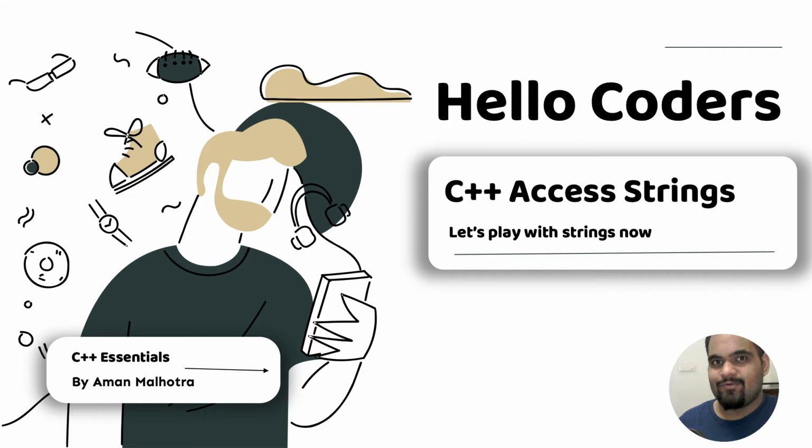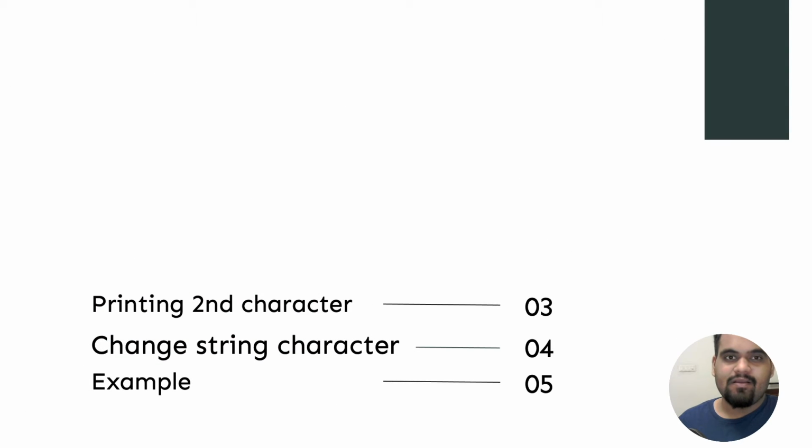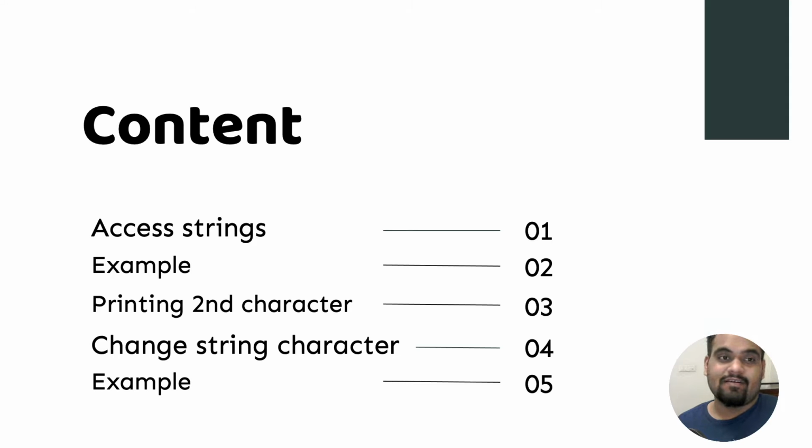Hello and welcome back everyone into this fifth video of the ninth chapter, where we're going to talk about accessing strings, which is going to be playing with strings. Okay, so before we start, let's look at the little context that we have. We'll see an example, we'll see how you print the second character, we'll see how you change a character, and we'll see an example for that as well. So it's going to be super exciting.